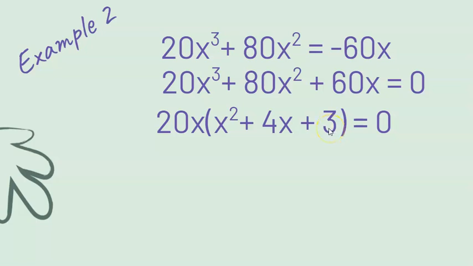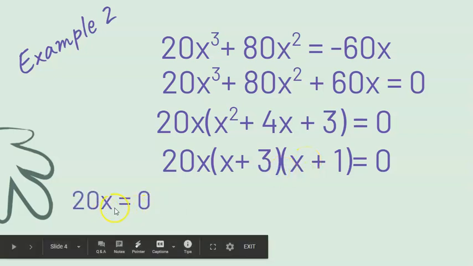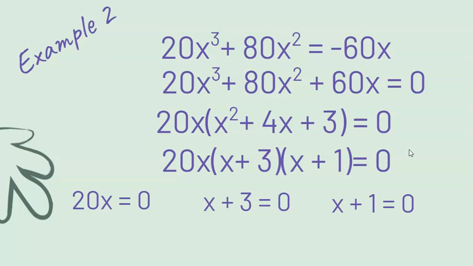So we are going to use the x factor. 3 will be in the top, 4 in the bottom, so you'll be asking what multiplies to get you 3 and adds to get you 4. And that will be 3 and 1. So we have a 20x outside, an x plus 3, and an x plus 1. We'll set each one of those equal to 0. So 20x will equal 0, x plus 3 will equal 0, and x plus 1 will equal 0.